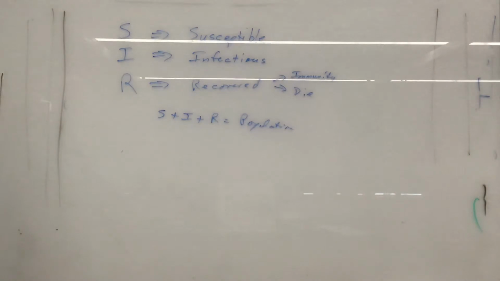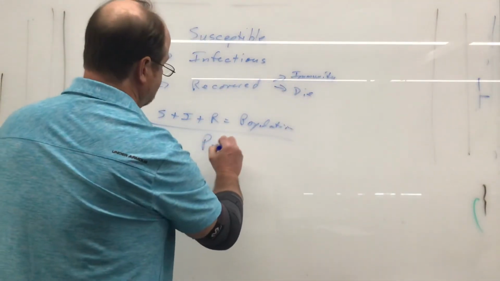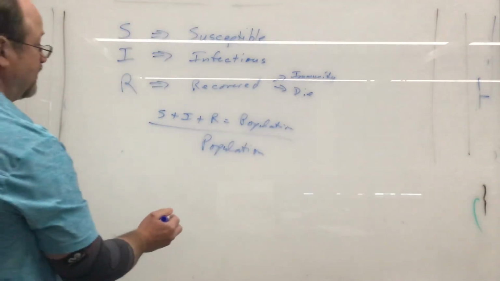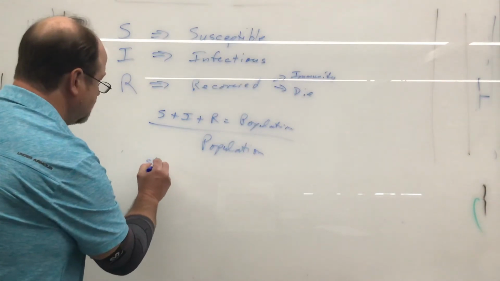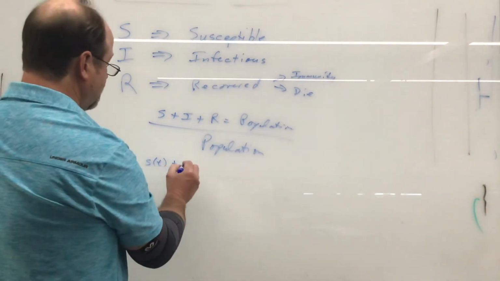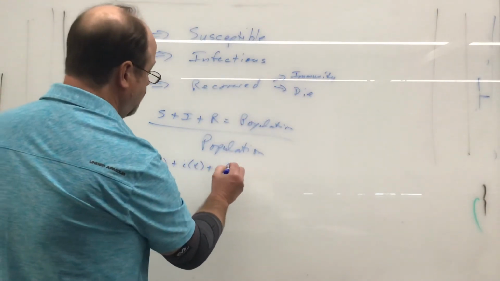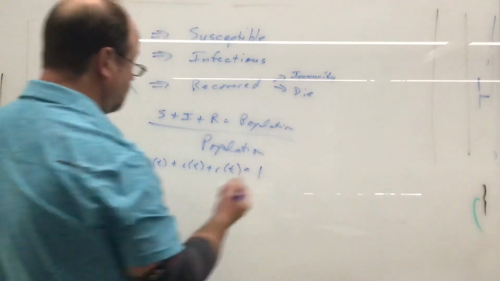Now in this paper that I've sent you, what they did is they said, now wait a minute, let's just scale this. Let's divide by the population, whatever that population may be. And once we divide by the population, we're not going to call this big S anymore, we're going to call it small s of t. And we're going to call it small I of t. We're going to call it small r of t. And with each one of those, since we divide by population, the sum will be 1 over here.